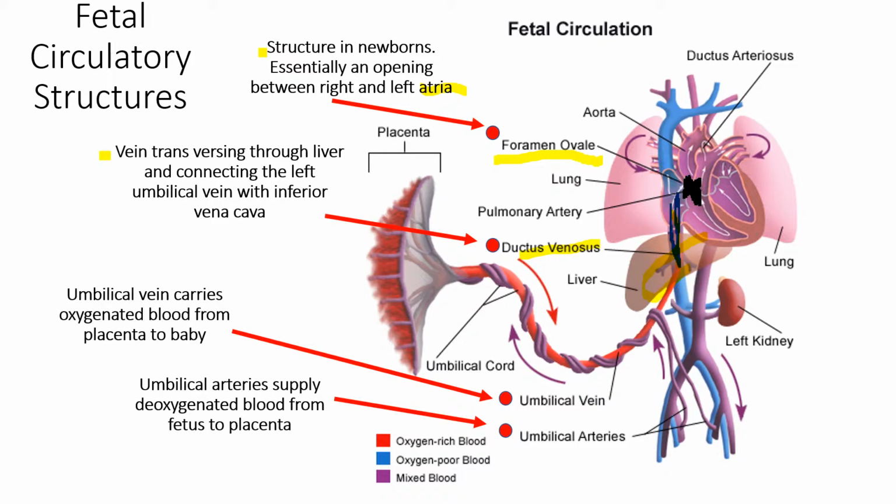Here, this structure right here is simply the umbilical cord. This structure right here is the umbilical cord, and that is just going to contain the vessels. The umbilical vein carries oxygenated blood from the placenta to the baby. That's the red structure here, the umbilical vein. Whereas the umbilical arteries carry deoxygenated blood from the fetus to the placenta. You have two of the umbilical arteries, whereas the umbilical vein, it's only one of them.